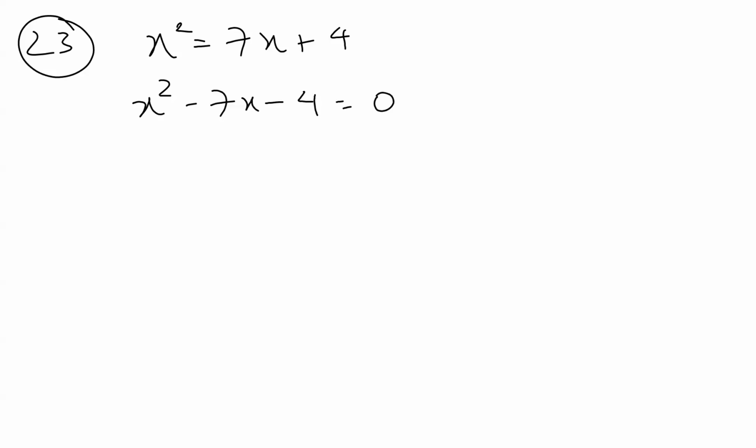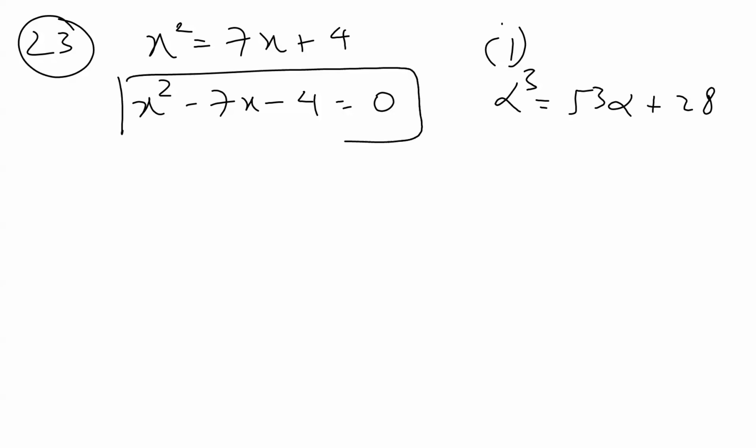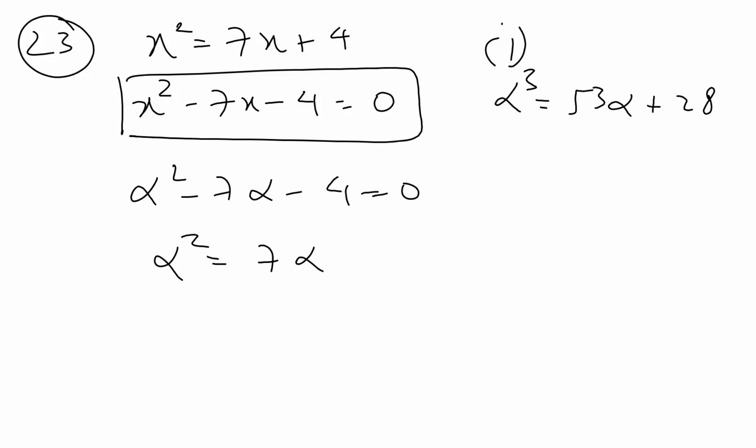Okay, now see, since alpha is one of the roots of this, and for the first part of the proof we are supposed to show alpha cube is equal to 53 alpha plus 28, since alpha is one of the roots of this equation, we'll put alpha over here as x, or x as alpha. Okay. So alpha² = 7 alpha + 4. Now we'll box this.